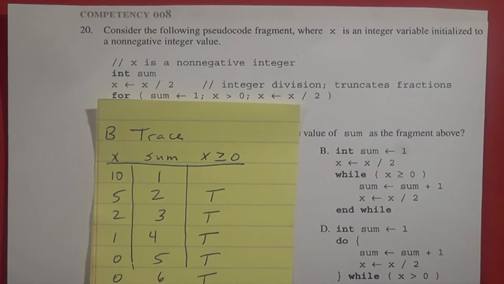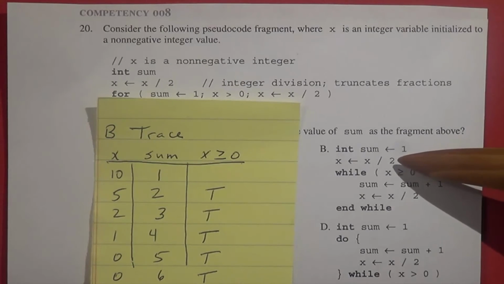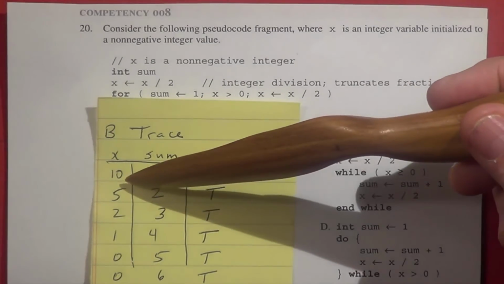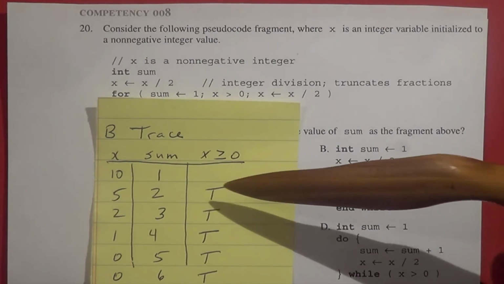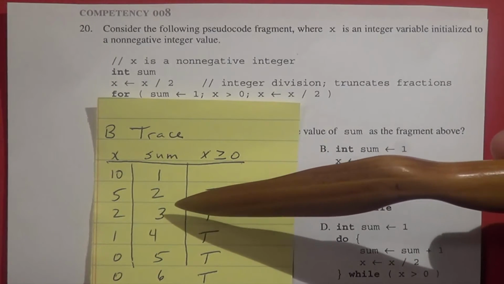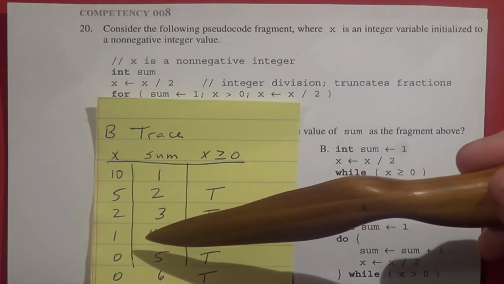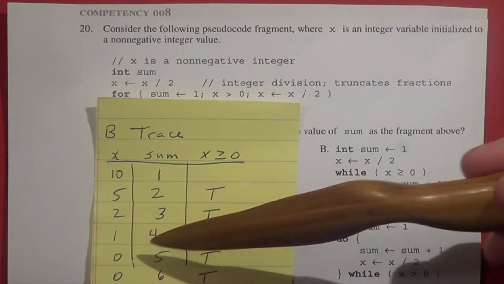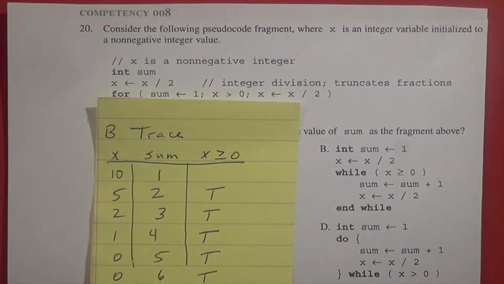Here's the trace through for the code segment for choice B. Sum starts at 1, x starts at 10 again, and then immediately divides by 2. So it's 5. The check says it's greater than or equal to 0, which is true. Sum increases by 1. We divide again. Still true. Increase by 1. Divide again. Still true. Increase by 1. Divide again. It's still true because it's greater than or equal to 0, and you can see how this one will continue the same way as A did into an infinite loop.